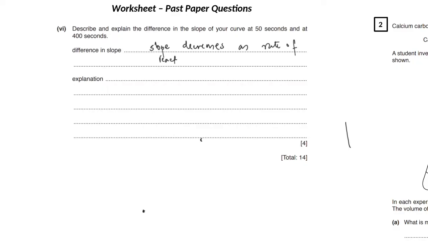And what will be the explanation for this? The explanation is simple, because the concentration of reactants is decreasing. So the explanation would be that concentration decreases, because whenever there's a rate question, you'll have to talk about effective collisions, right? So as concentration decreases, leading to less successful collisions.